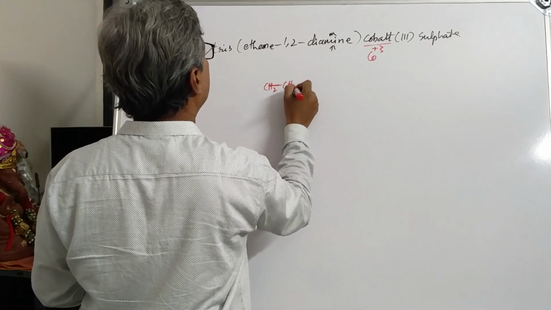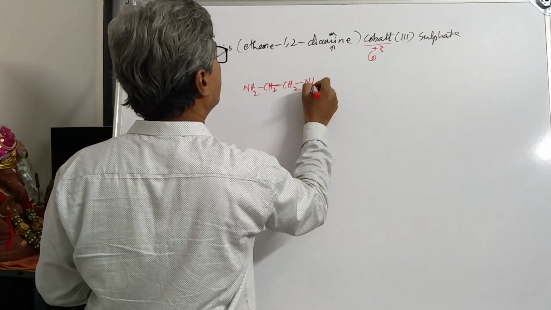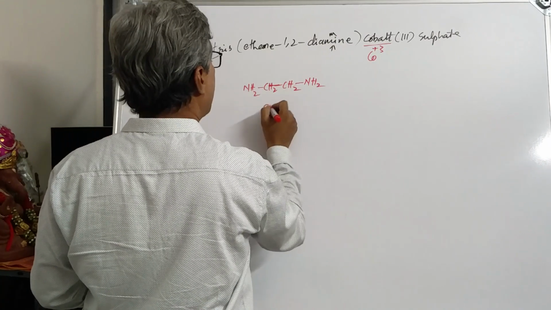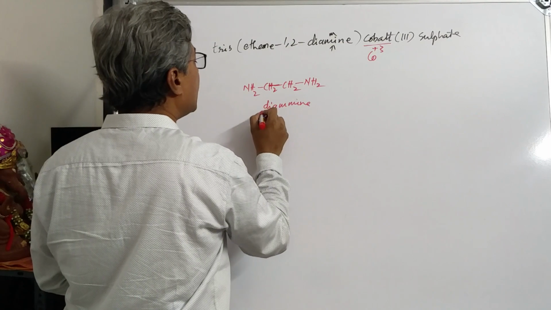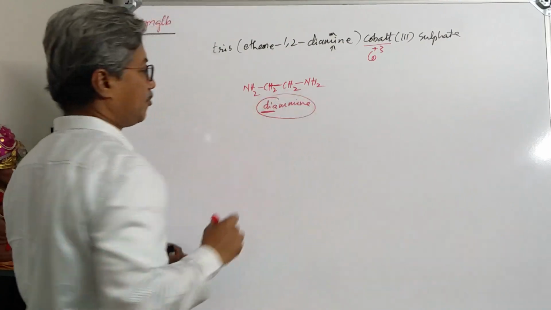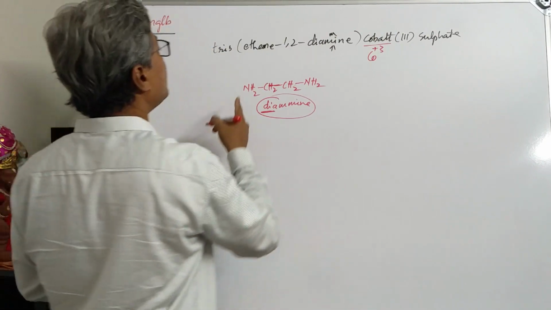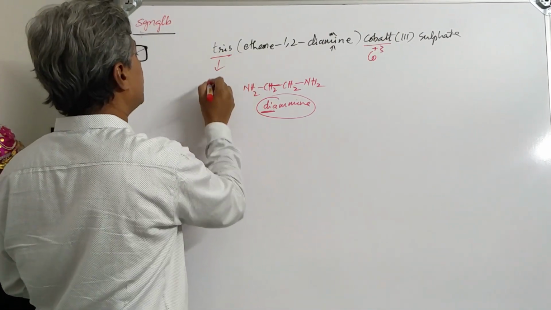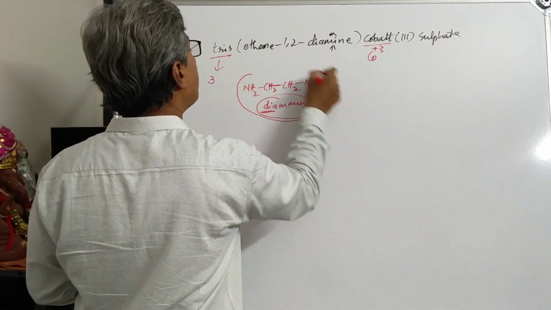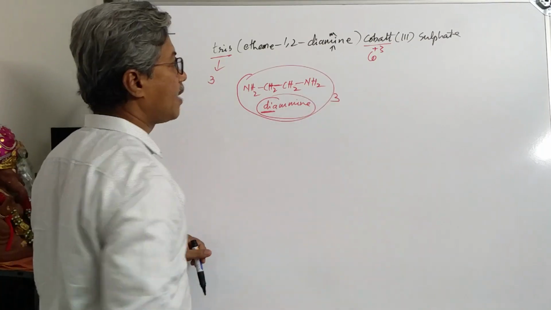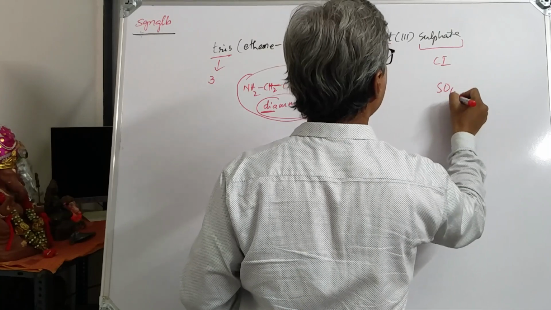Ethane: CH2 CH2. 1,2: that is NH2, diamine, NH2. This means that the number is present in the name itself. And how many times is it appearing? This indicates tris, meaning 3. That means this ligand is appearing 3 times. What is this? This is the counter ion. Which is that? SO4 with charge -2.